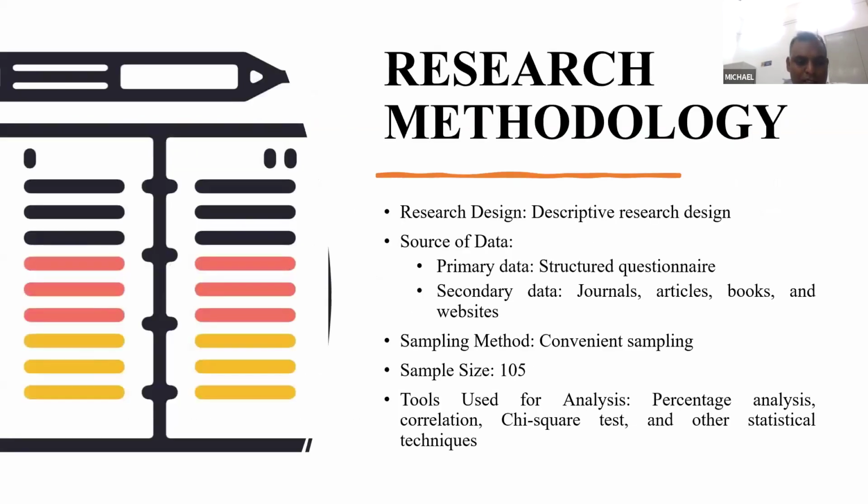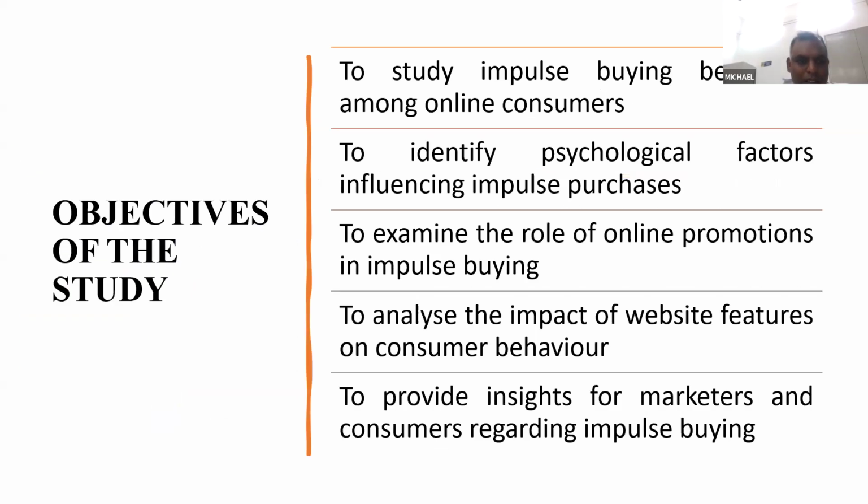And my research design is a descriptive research design, and I used primary data, as I mentioned earlier in the abstract. The sample size of this research is 105 respondents overall, purchasing and using online platforms. And I also used correlations and chi-square tests to prove the hypotheses.